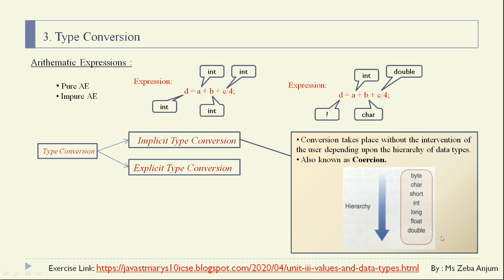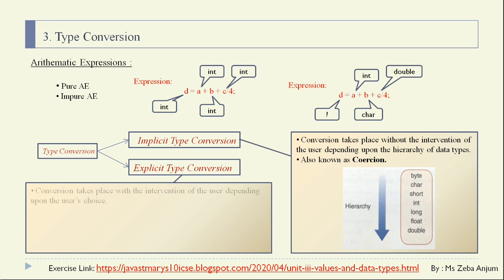Now coming towards explicit type conversion, it means the user is making the choice over there. So conversion takes place with the intervention of the user, depending upon the user's choice only. It is also known as typecasting. You can say explicit type conversion or typecasting.